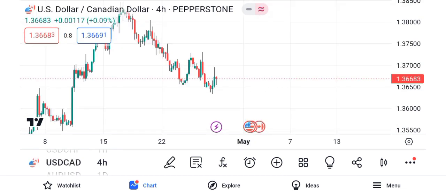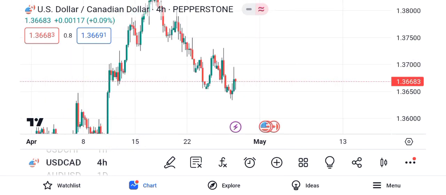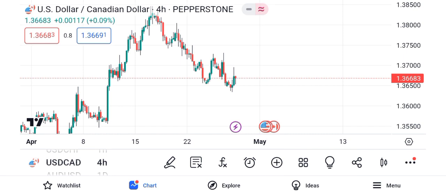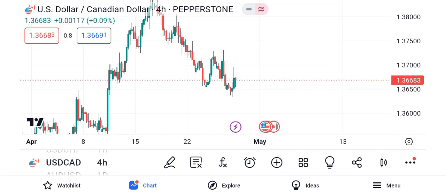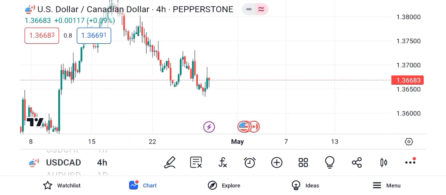Now the next pair we'll be looking at is USDCAD. So on USDCAD, what do you think the current trend of the market is? I'm giving you a few seconds to think about it and type that in the comment section. Okay, I know most of you will be saying it's a bearish trend or a downtrend. So now, since this is a bearish trend, we will be looking for selling opportunities in the market.